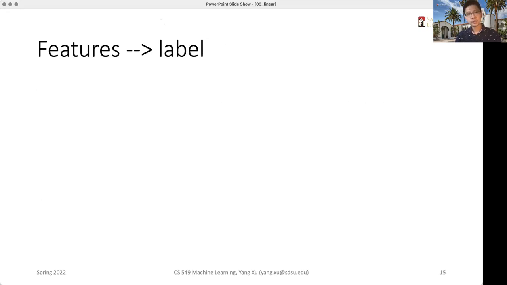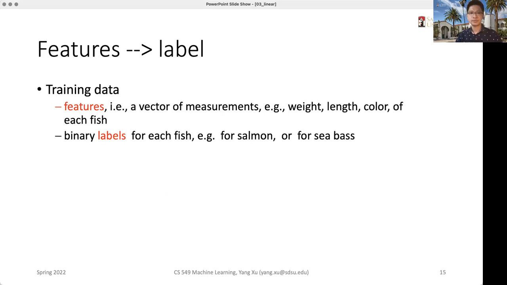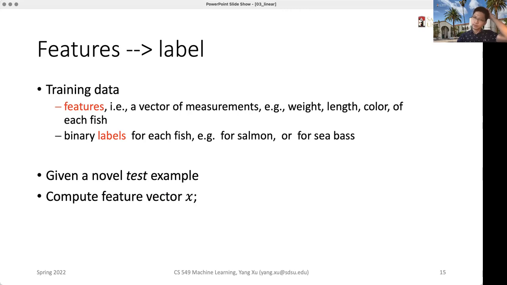So it's really the mapping between the feature vectors and the labels that we wish to achieve when we train a model. And the training data needs to contain labels. In the example we introduced, it's a binary label of either 1 or 0, 1 for salmon, 0 for sea bass, for example. So given any test example, we can compute a feature vector X, and then use that new feature vector X to predict the label.